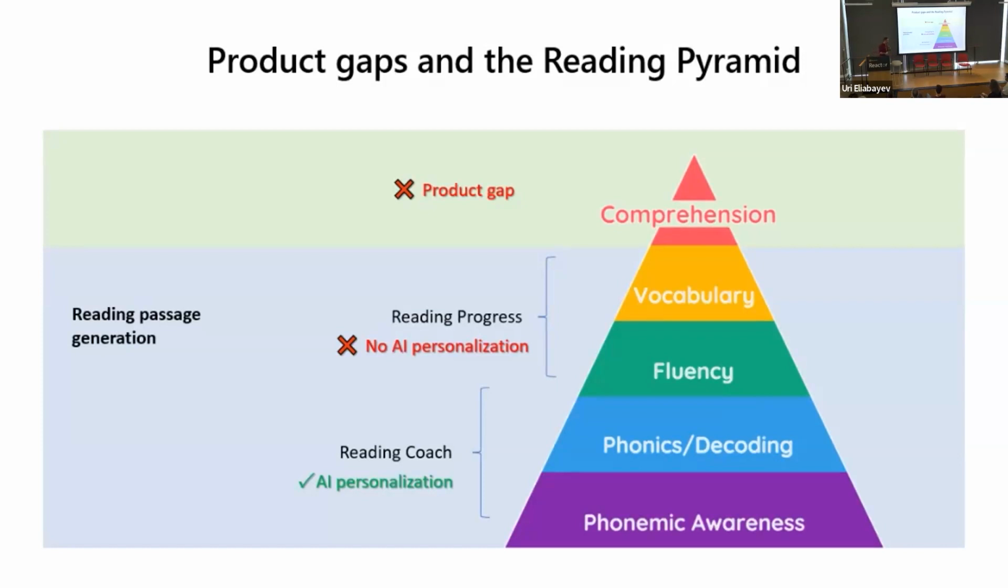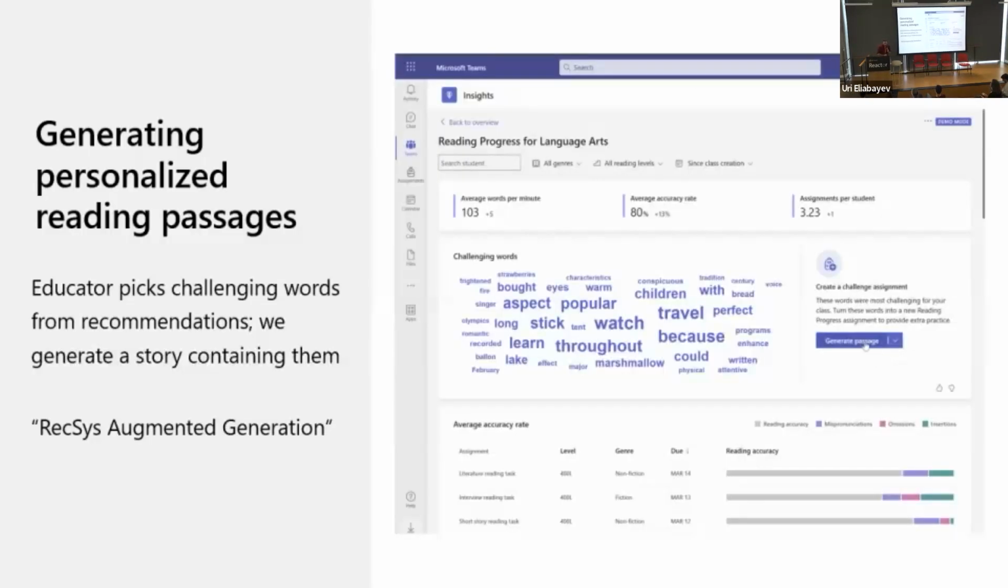So naturally, when we got this new technology of large language models, we thought immediately of trying to tackle personalized reading passages in Reading Progress by doing reading passage generation. I wanted to talk a bit about the challenges there.